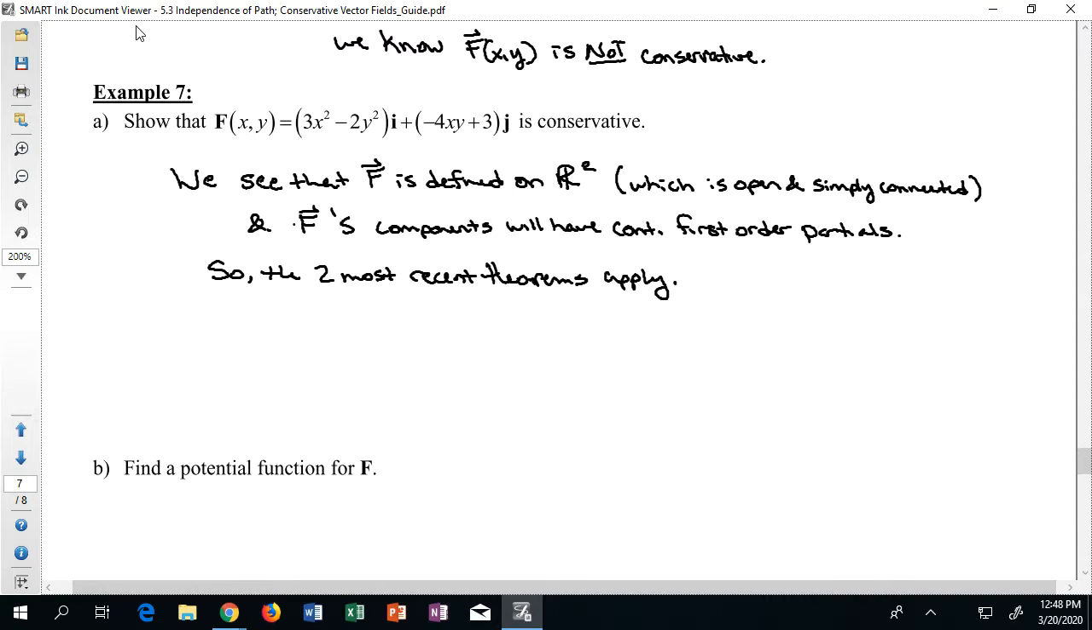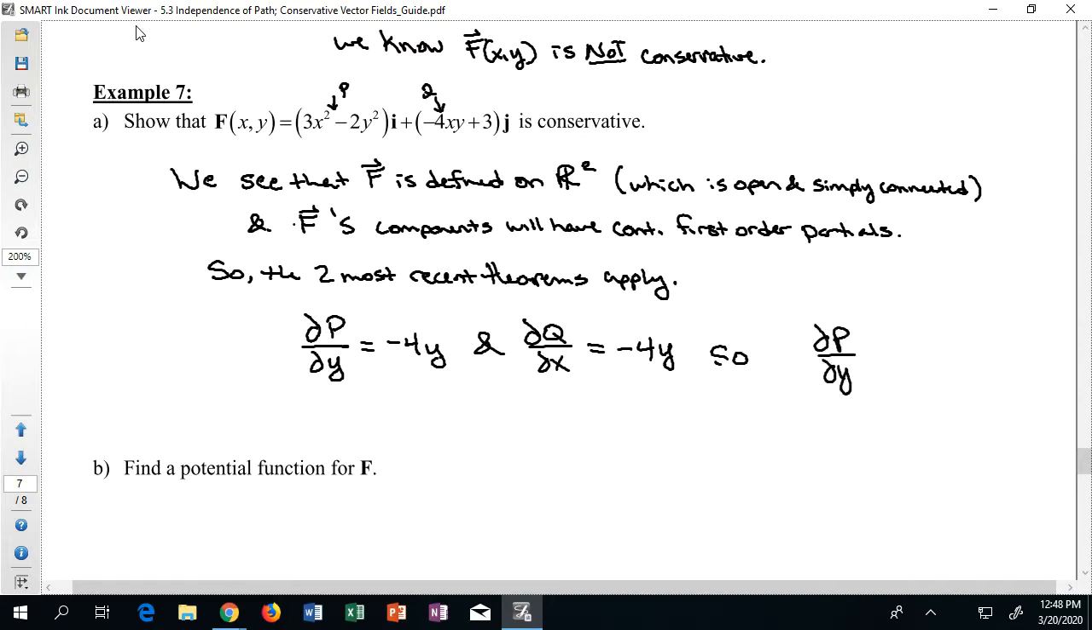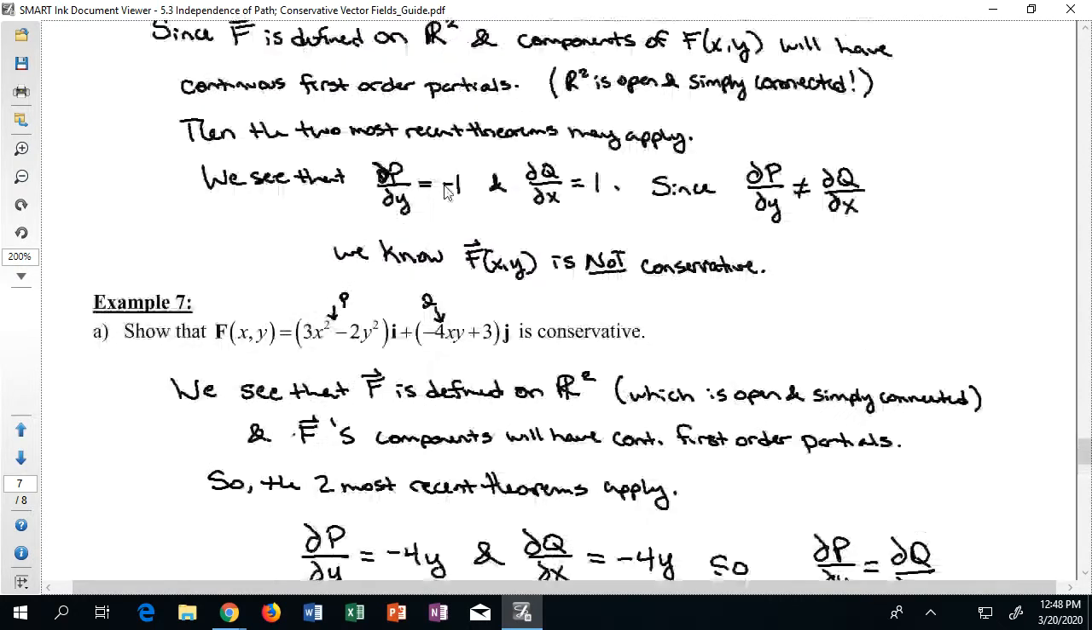Well, then I can go ahead and actually start to quickly see, like I did in the last video, that if I was to take a look at the partials, remember, P is sitting here and Q is sitting here. So if I do partial of P with respect to Y, notice I'm going to get negative 4Y. And if I did the partial of Q with respect to X, I also get negative 4Y. So I know that the partial of P with respect to Y is equal to the partial of Q with respect to X. And by the most recent theorem, that actually tells me exactly what I need. Let's take a look at it.